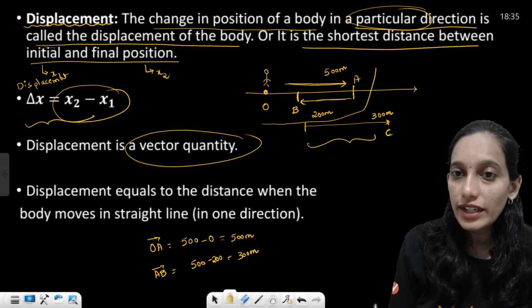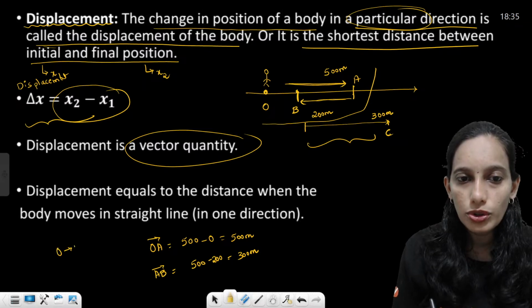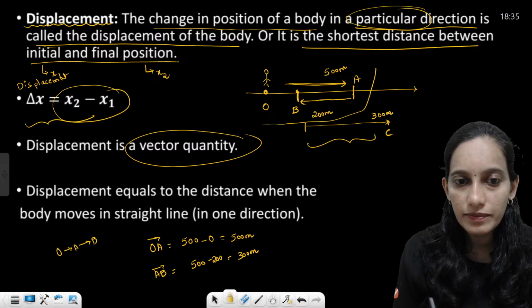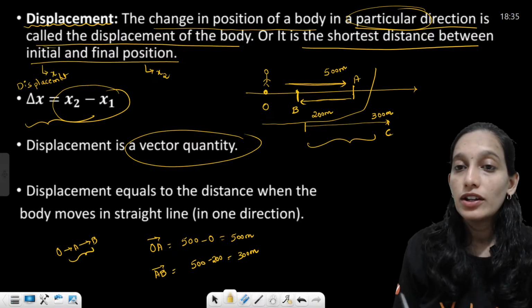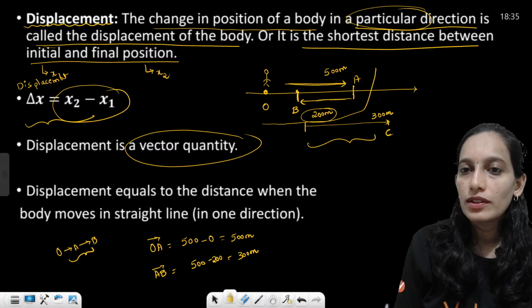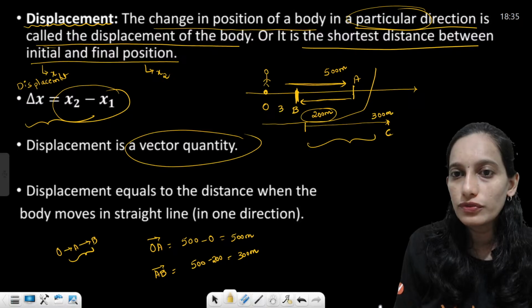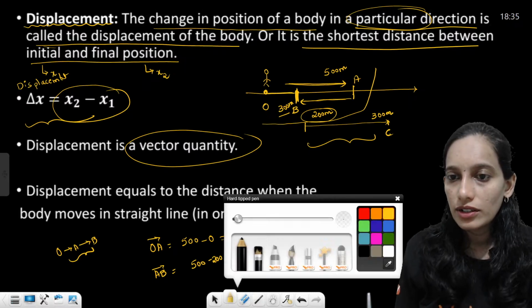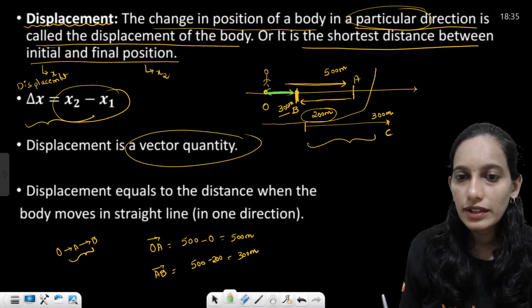Now, what will the final position be? If I just see from O to B, O to A and then back to B, what will the displacement be? The final position is this one, no? This is my final position. I will be at a position of 300 meters. So initial minus final, only this distance I have to take. This will be my displacement, 300 meters.